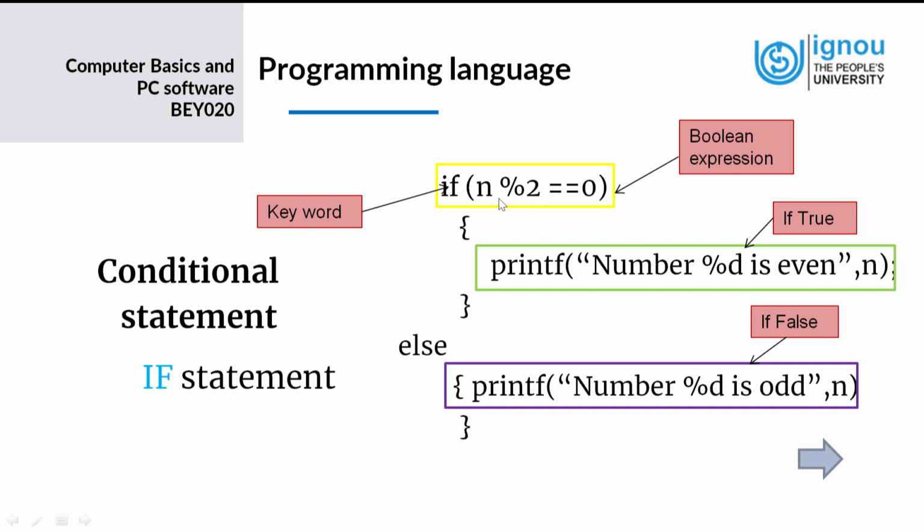That is, on dividing the number n, suppose it contains 21, the remainder will be 1, and it is not going to be equal to 0. But suppose n is 20, then the remainder is 0, and the condition true is met. In that case, the printf statement that the number is even will be printed. Otherwise, if it is false, the else part will be executed. This if statement is very common in programming.